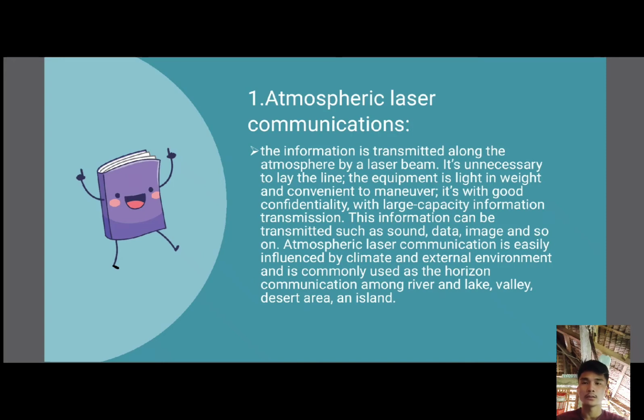Atmospheric laser communication is easily influenced by climate and the external environment, and it's commonly used as horizon communication among rivers, lakes, valleys, desert areas, and islands.